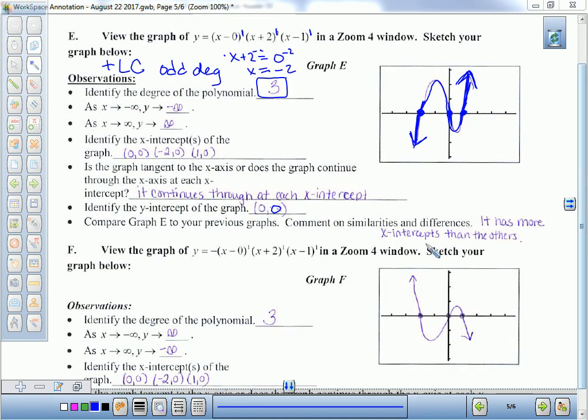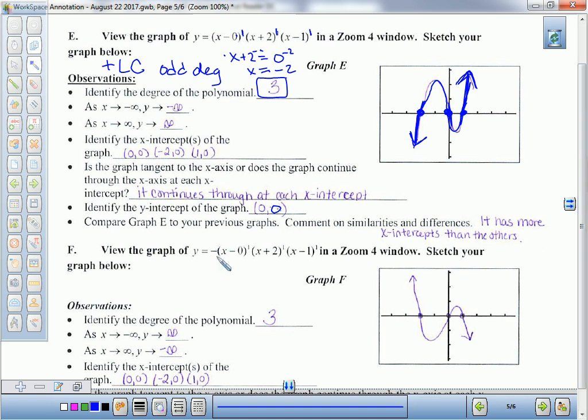So this one has more x-intercepts than the others. That's how it's different. How it's similar, it still has the same 0, 0 as one of our x-intercepts. And this one continues through like our other third power one. There's no bouncing back, because each of the factors is raised to an odd power.